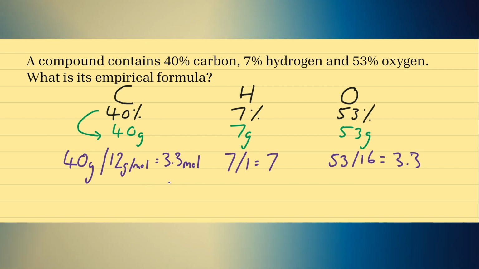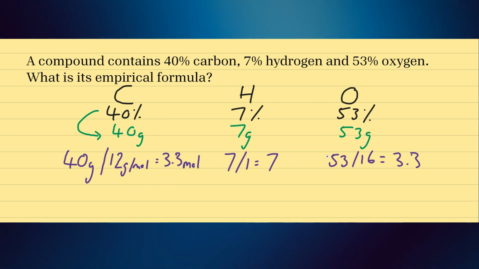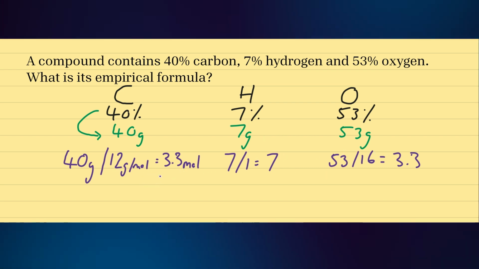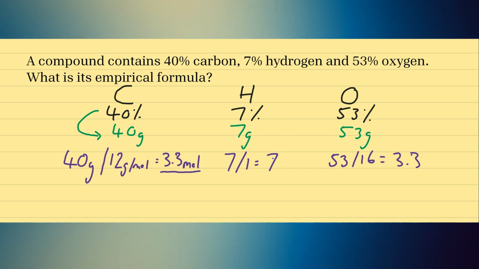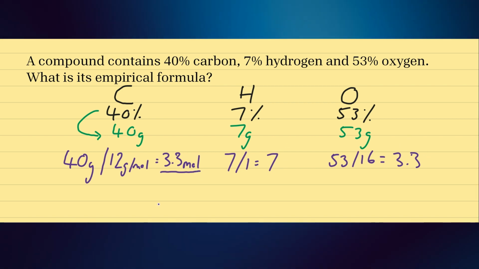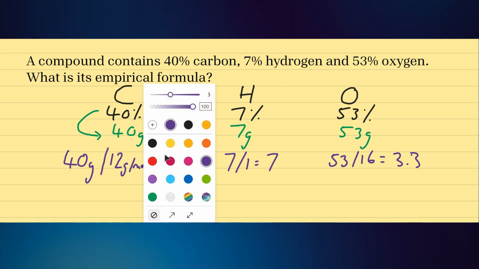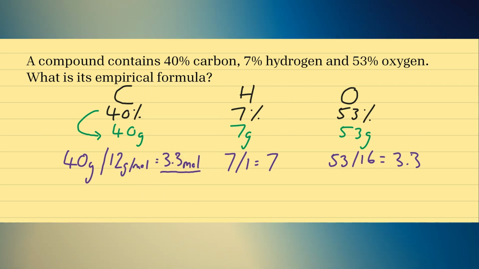Now all I need to do is find the smallest number of moles of all of them and divide each of the number of moles by that number. For example, in this question, 3.3 is my smallest number. It's certainly smaller compared to 7, and it's the same as 3.3 there. So I'm going to divide each of those by 3.3. Let's see what that looks like.